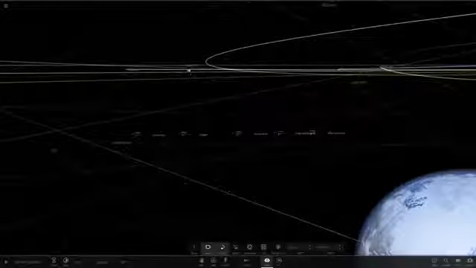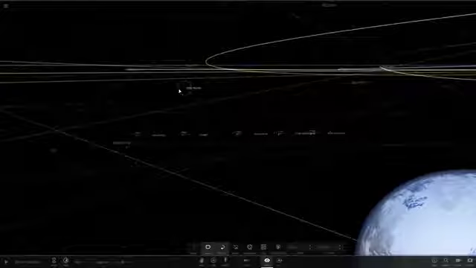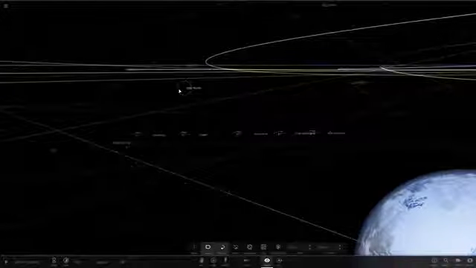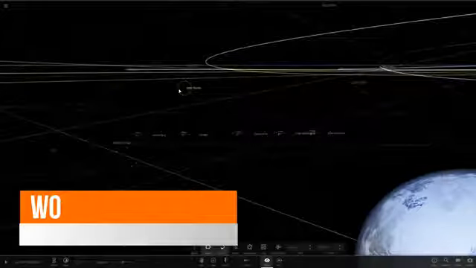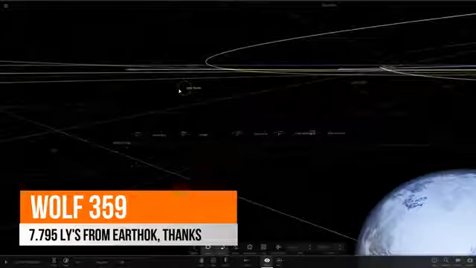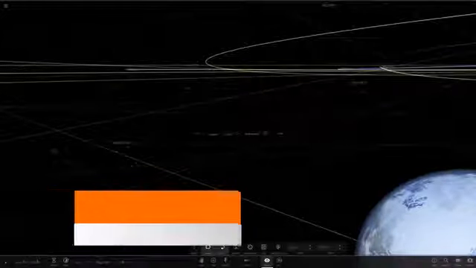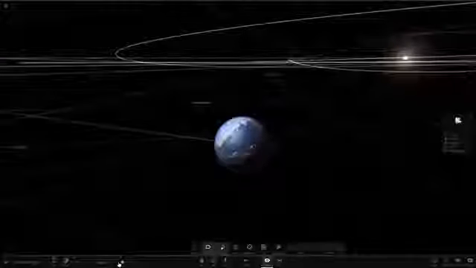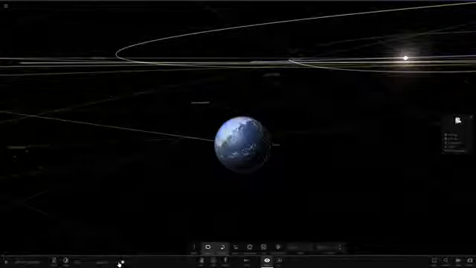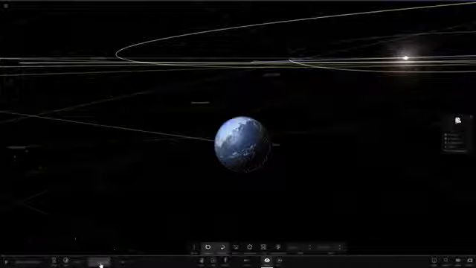So what I've done is I put Wolf 359 over here. It's a famous system in Star Trek. That's where the Federation Starfleet met the Borg on their initial attack run to Earth. I've placed a sphere of light around the Earth as well, which will radiate out at 1 times the speed of light.